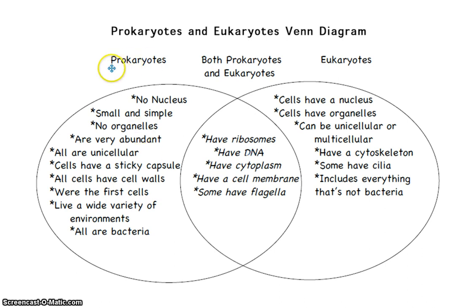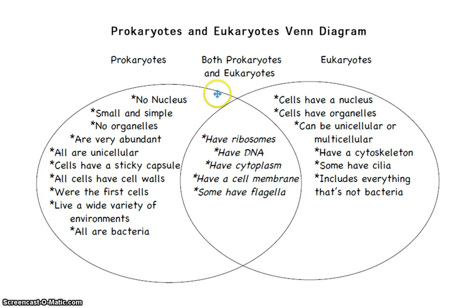Now, if we look on the left-hand side for the prokaryotes, what we see here is that they're very simple. They have no nucleus. The DNA is in a nucleoid region. It's not held in the condensed area of the nucleus. They're small and simple. There's no organelles. They're very abundant, so bacteria. They're all unicellular. Some of them have a sticky capsule. They have cell walls. They were the first cells, and they can live in a wide variety of environments.